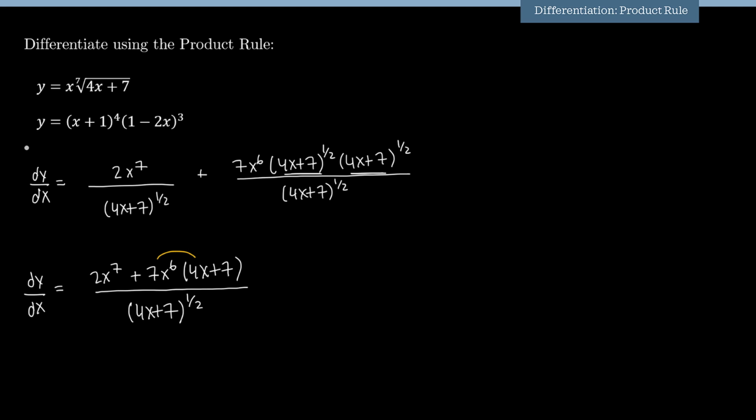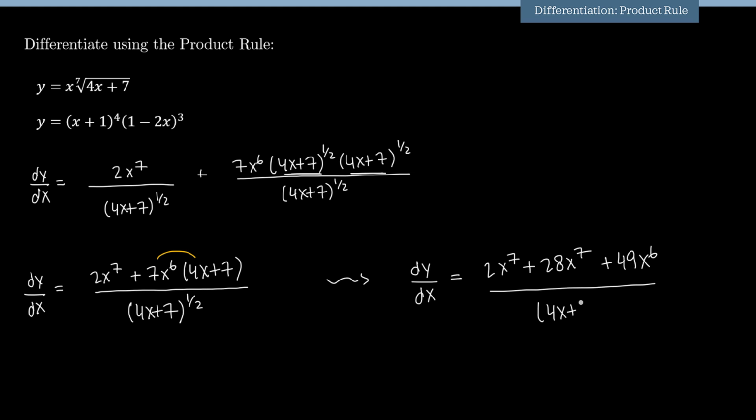7x to the 6 times 4x is 28x to the 7. So dy upon dx is equal to 2x to the 7 plus 28x to the 7, and 7x to the 6 times 7 is 49x to the 6, and then divided by this denominator 4x plus 7 whole power 1 upon 2. 2x to the 7 plus 28x to the 7 is 30x to the 7.